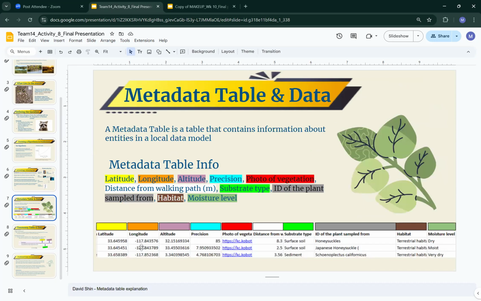And here's part of the metadata table. A metadata table is a table that contains information about entities in a local data model. So from our data collected, we have our longitude, latitude, altitude, how precise we were. We have photos of the vegetation, distance from walking path, the type of soil, and then the IDs from plants sampled from, habitat, and moisture level.